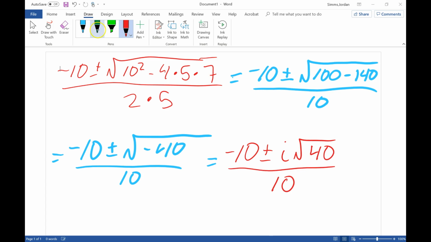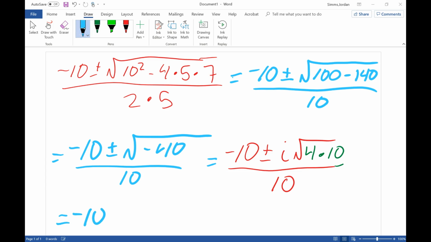And then with 40, we try to figure out what the biggest perfect square is. Remember, the perfect squares are 1, 4, 9, 16, that type of thing. So 40 breaks down into 4 times 10. I'm just going to erase that and put that in, just because space is at a premium here. 4 times 10. Okay? Now we can evaluate that.